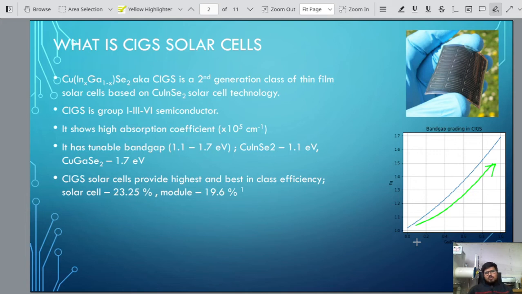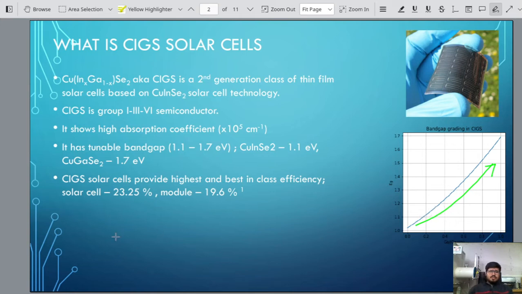It also shows a tunable band gap in the window of 1.1 to 1.7 electron volt. For copper indium selenide, it is 1.1 electron volt, and for copper gallium selenide it is 1.7 electron volt. So by addition of gallium in the copper indium selenide crystal, we can increase the band gap of this copper indium gallium selenide compound.